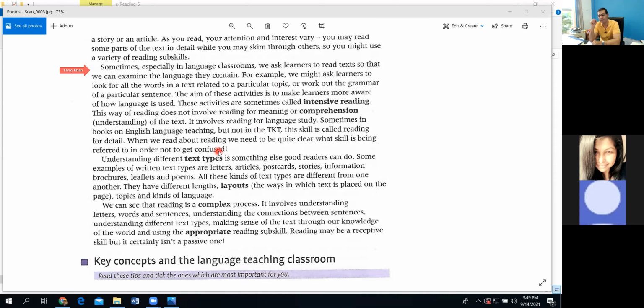So likewise, different types of reading skills, sub-skills, we practice in the classroom for different types of development. And in order to make the children understand that all the time you do not have to read things in the same way. Sometimes it has to be quick, sometimes it has to be slow, sometimes both quick and slow. It depends. Is it intensive reading practice? Is it scanning practice or skimming practice? Okay.